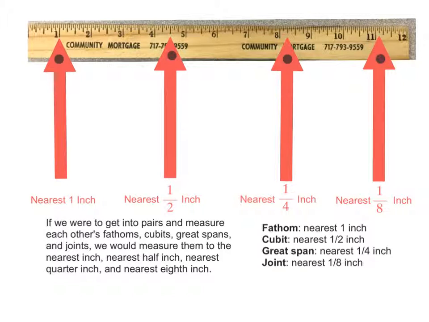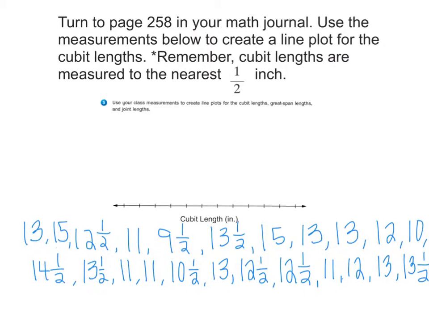If we were to get into pairs and measure each other's fathoms, cubits, great spans, and joints, we would measure them to the nearest inch, half inch, quarter inch, and eighth of an inch. But for today's lesson, I'm going to give you the measurements that you will be able to record in your math journal. At this time, please turn to page 258 in your math journal. For number 1, it actually asks you to find your own personal measurements. We will not be doing that today, as I will be providing you with measurements to complete the line plot.